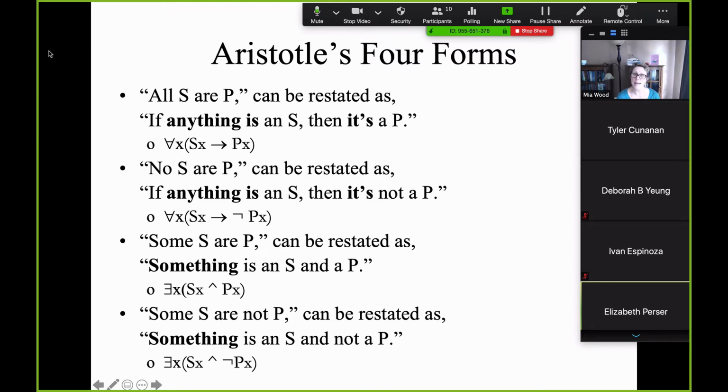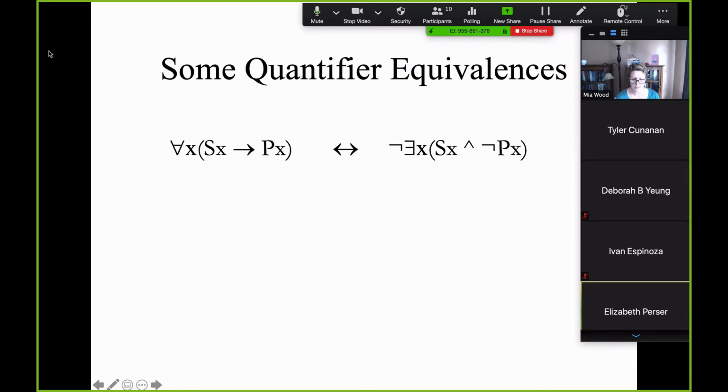The universal negative, same beginning, in other words, the upside down A, variable, subject class, arrow, negation, predicate class, close paren, and then our 2 existential claims, affirmative and negative. Notice that your negation is in front of the predicate class for both your universal negative and your existential negative. And then if memory serves, we chatted a bit about the equivalences.